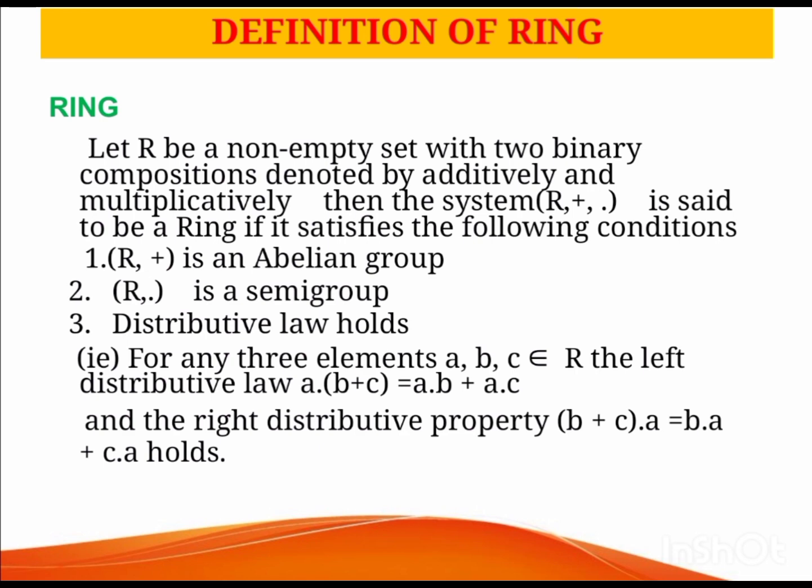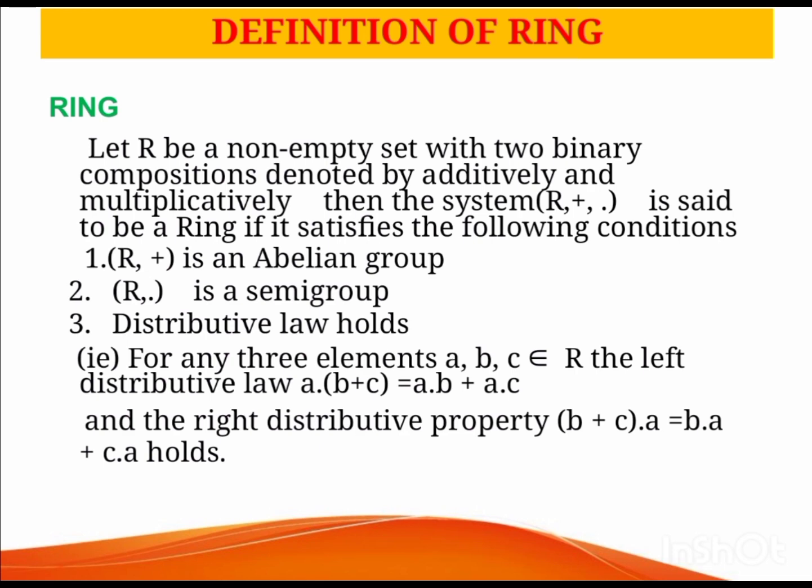Let R be a non-empty set with two binary compositions denoted additively and multiplicatively. Then the system (R, +, ·) is said to be a ring if it satisfies the following conditions. The system is nothing but a non-empty set together with two binary operations, addition and multiplication, which is said to be an algebraic system. It is said to be a ring if it satisfies the following conditions.